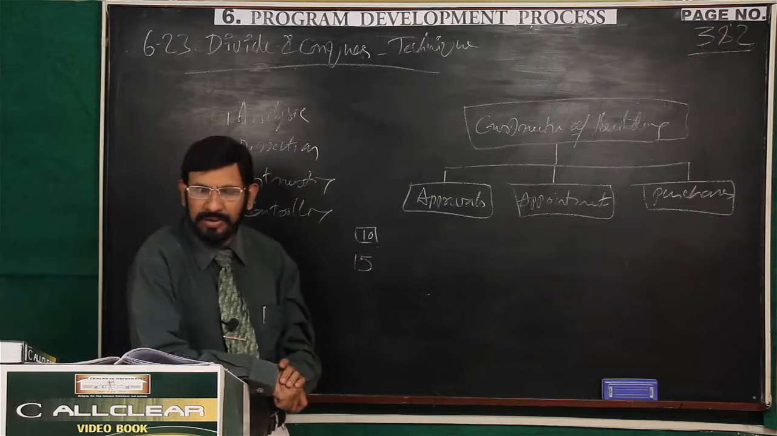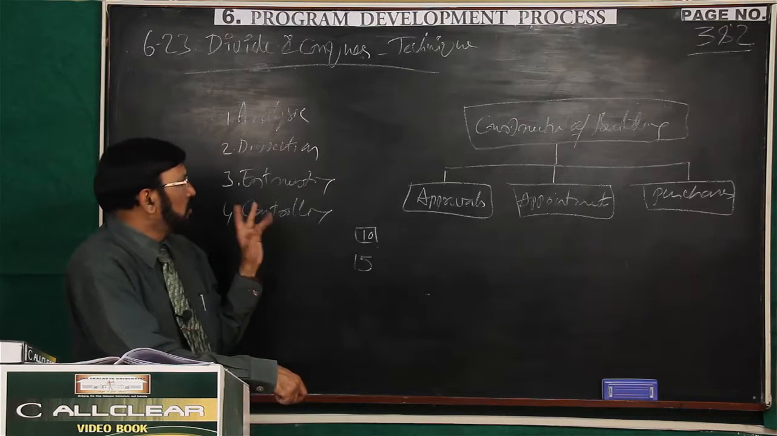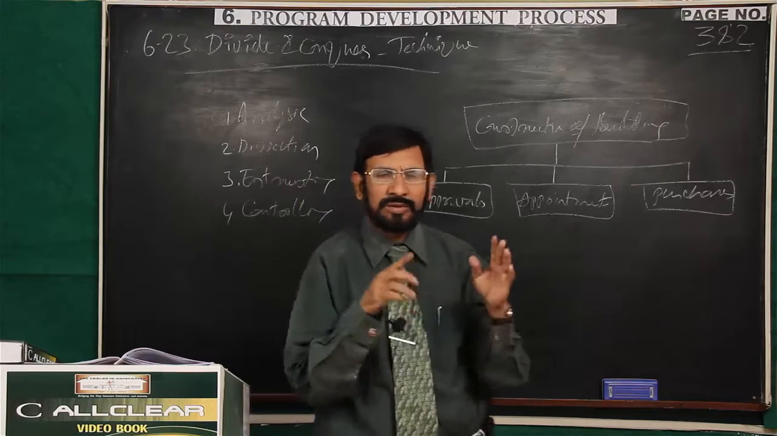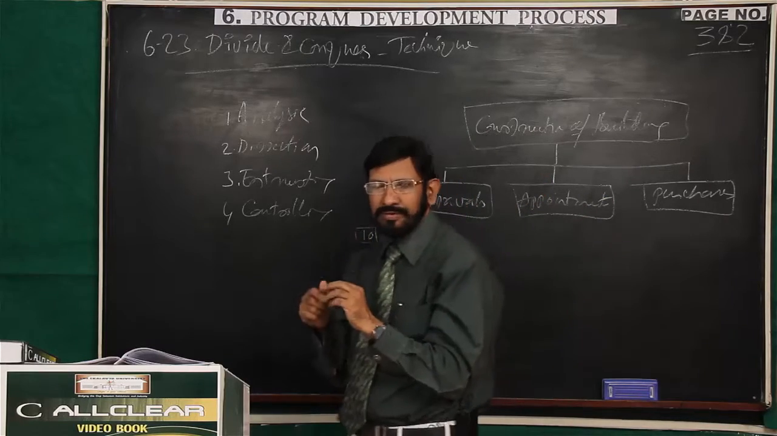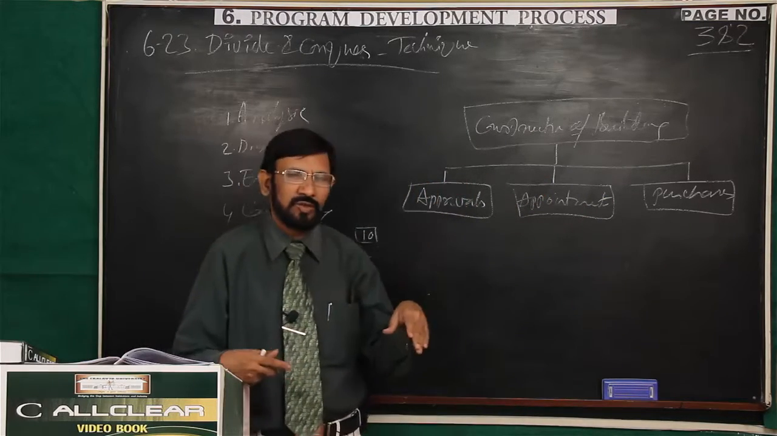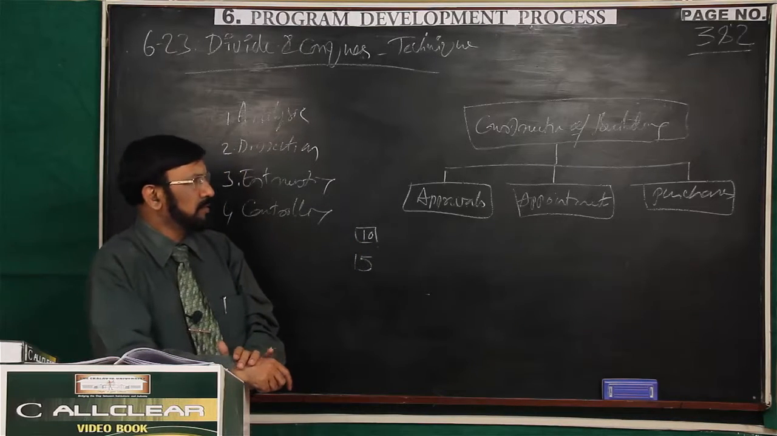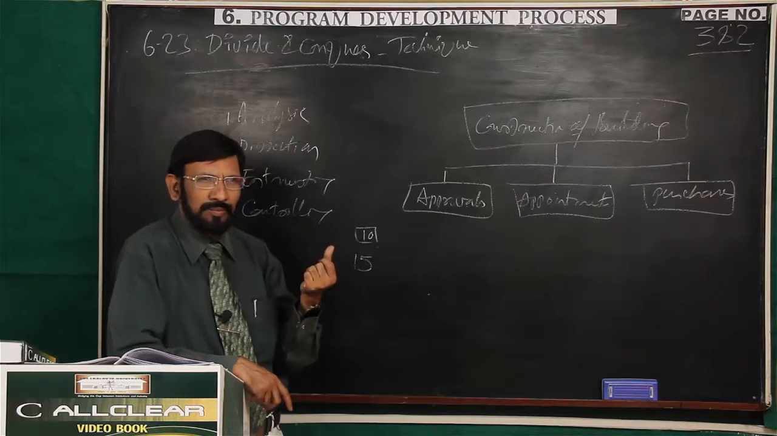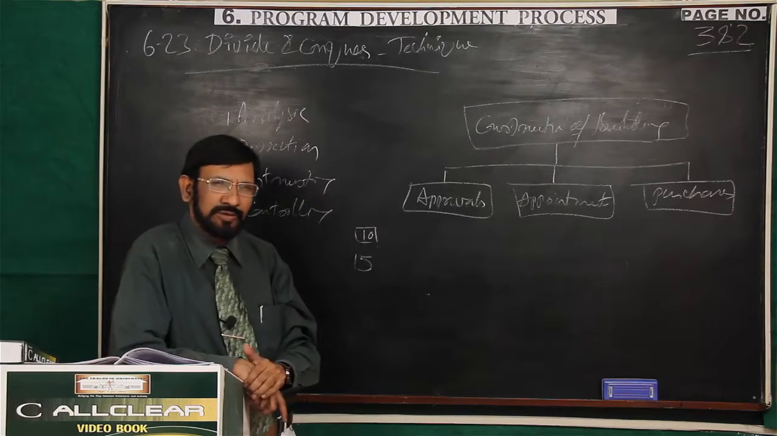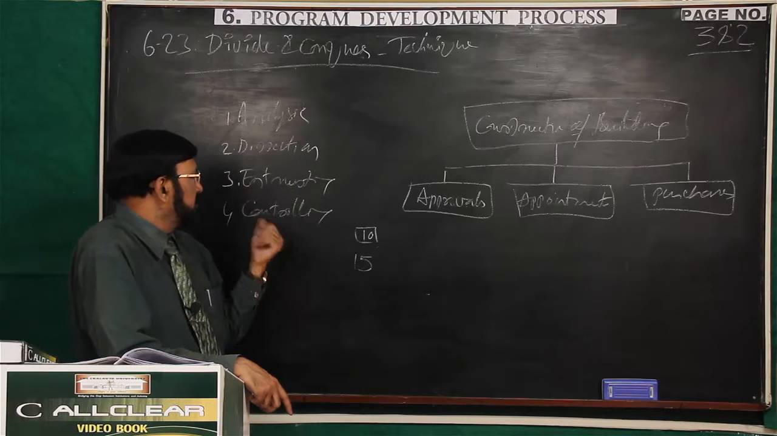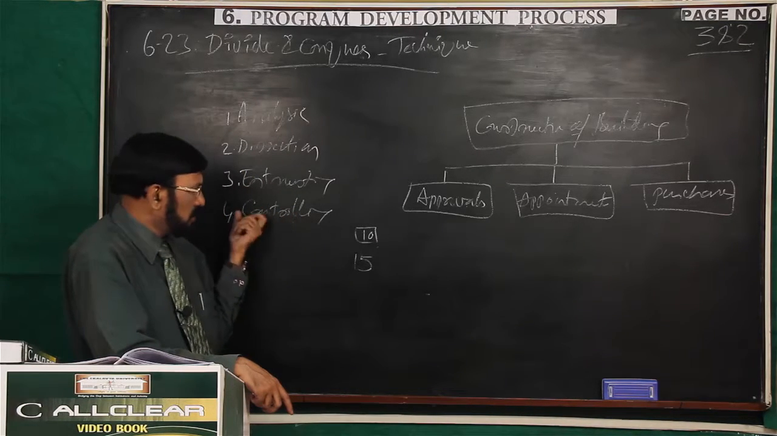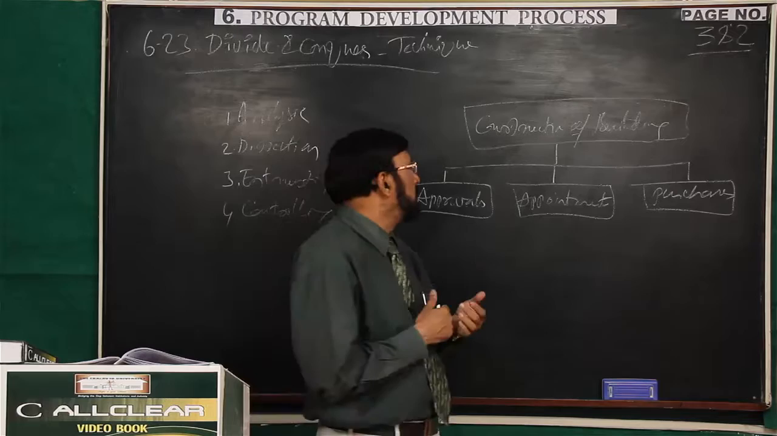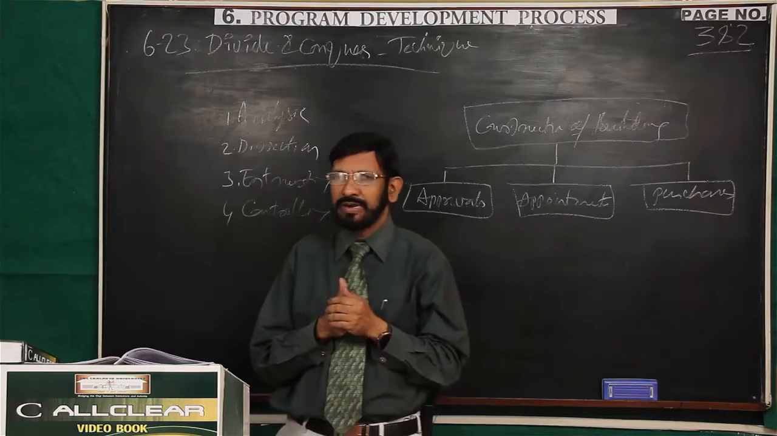So, in the divide and conquer technique, there are four steps. First one is analysis. By analysis, you understand what subtasks are involved, and thereafter you dissect them clearly. After dissecting, you have perfect clarity, and you appoint people who can take up the subtasks. After construction of the job, you monitor them by controlling every job, so that everything is performed properly. This is called the divide and conquer technique.